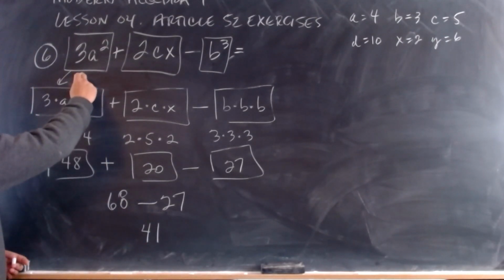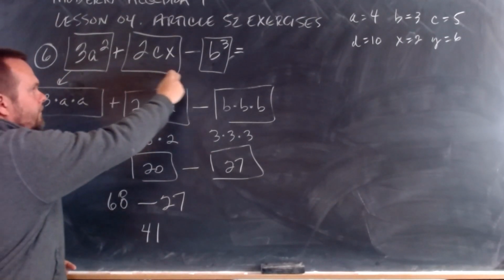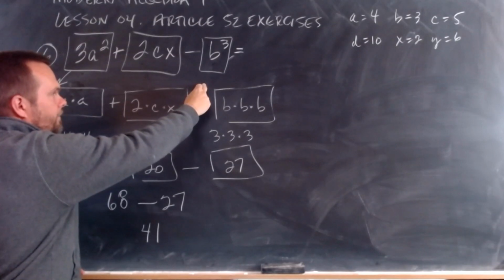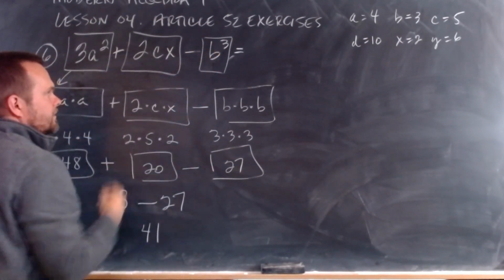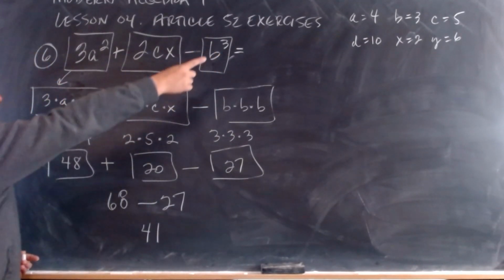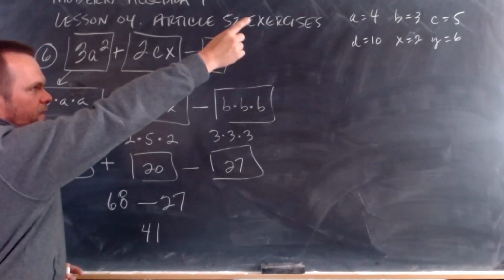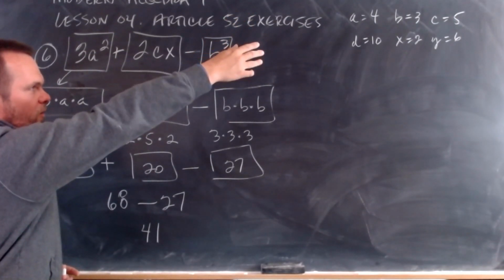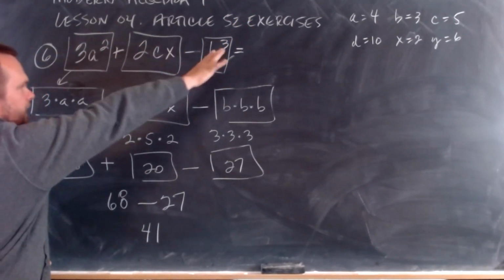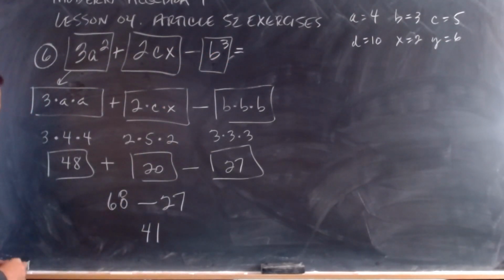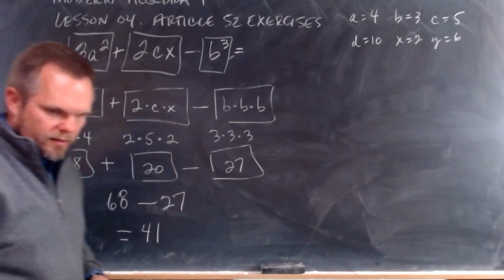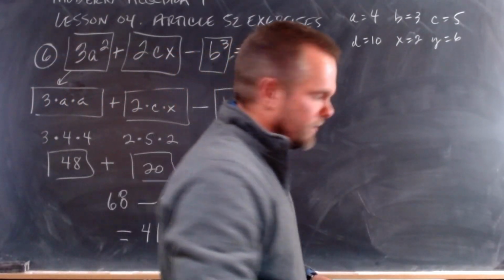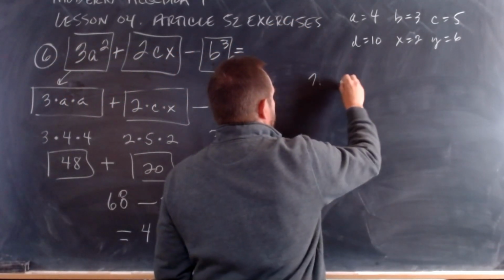So 3a squared plus 2cx minus b to the third power, or b cubed. If a equals 4, b equals 3, c equals 5, d equals 10, and so on, the value of this expression is 41. Okay, that's number 6. Number 7, a times a plus b.